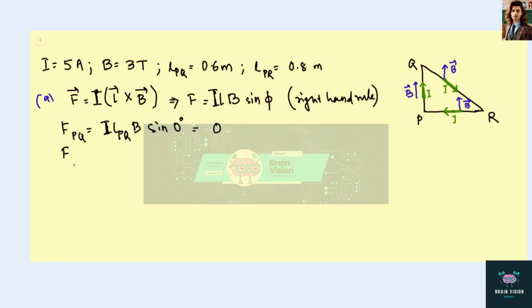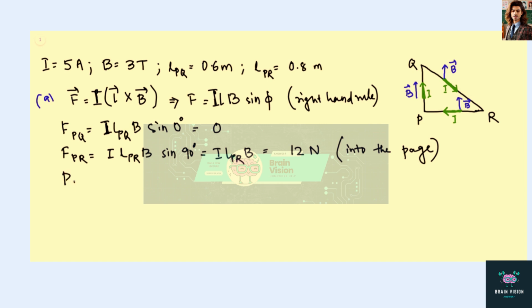For segment PR, we do the same thing, I times LPR times the magnetic field times sine phi. So here they are perpendicular, so this is 90 degrees. This gives I times LPR times the magnetic field, and we get this value to be 12 Newton. And by right hand rule, the direction is going to be into the screen or into the page.